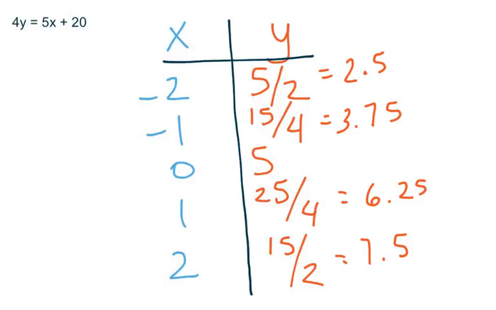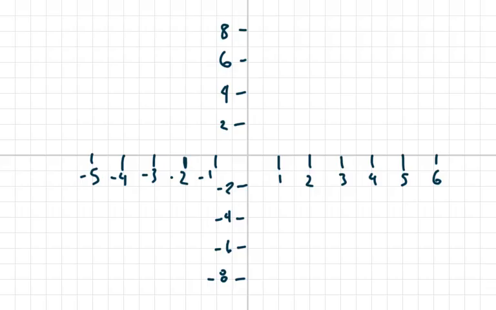We now want to plot these points on a coordinate axis. So first we have to create a scale on our coordinate axis, on our x-axis going across. The tick marks go by ones, and on our y-axis going up and down, the tick marks go by 2. So let's start plotting some of these points.